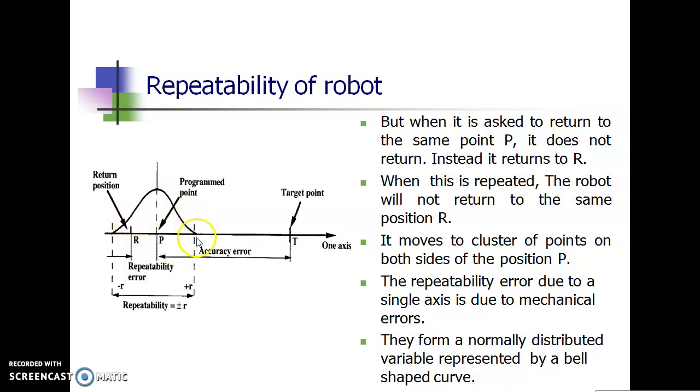So, from this we can understand that the repeatability is due to mechanical errors. This is a normally distributed curve, as I already mentioned. This is plus 3 sigma and this is minus 3 sigma. Here it is mentioned as plus R and minus R. So, the repeatability is in between these 2 points. So, what is the total repeatability? Plus 3 sigma, on the other side minus 3 sigma. Totally it is 6 sigma, plus R and minus R.